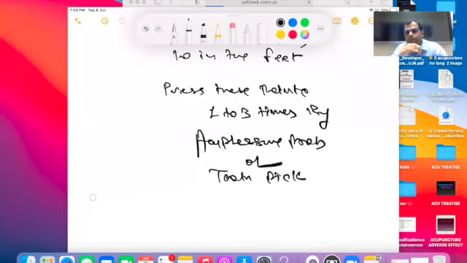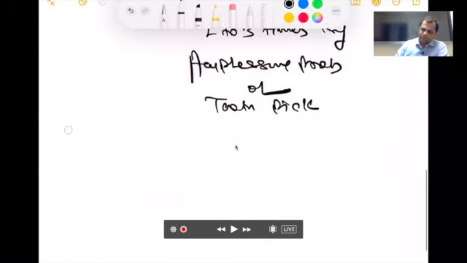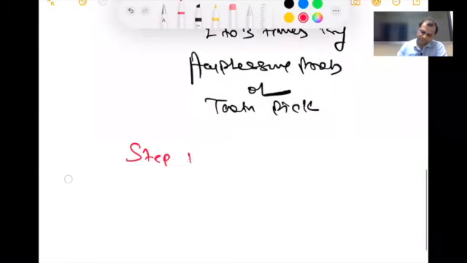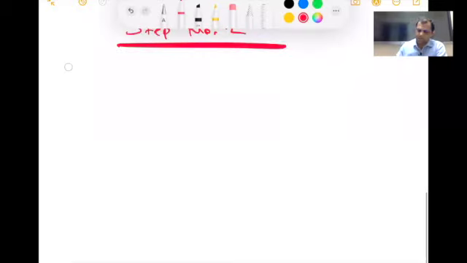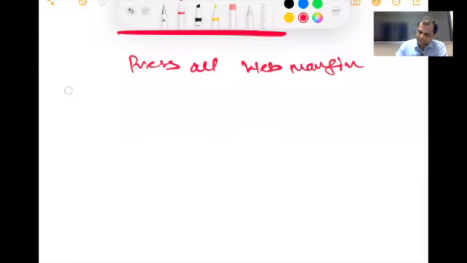We have just started. I am not telling you that we only do the gingival points in PNST. PNST is a little big. I have just covered one step. Now I am going to step number 2: press all wave margins.